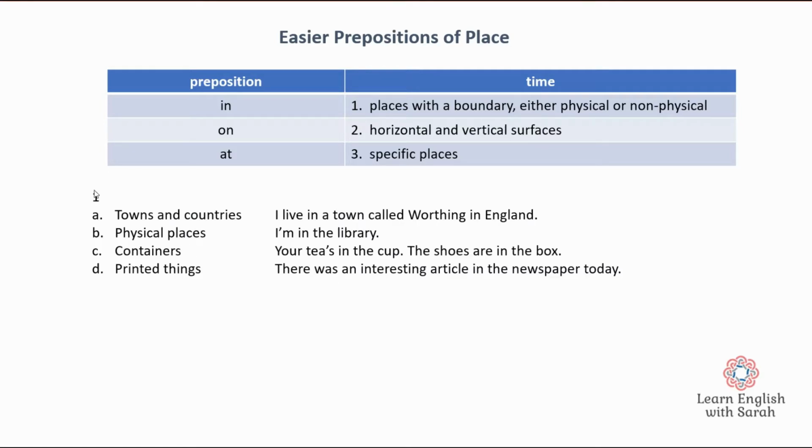Okay, so in then. We use this for towns and countries firstly, and this would be an example of a non-physical boundary. Okay, so generally speaking, countries don't have walls built around them. So you can say something like, I live in a town called Worthing in England. We also use in for physical places. So again, this has got a boundary. In this case, there will be a physical boundary. So things like, I'm in the library.